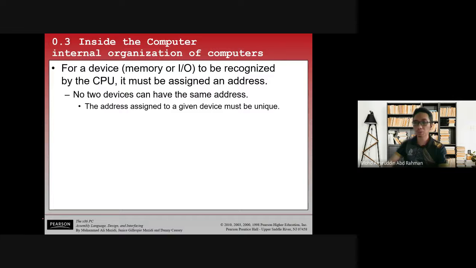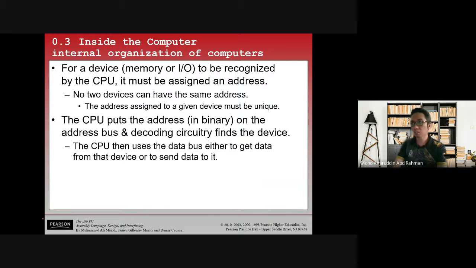Okay, so sebab tu every house design, so you ada new taman and so on, mesti ada number rumah tu berbeza-beza. Okay, so the address assigned to a given device must be unique. The CPU puts the address in the binary on the address bus and decoding circuitry finds the device. Okay, tadi involve the decoding circuitry tadi.